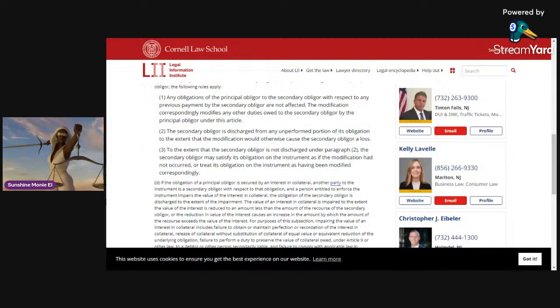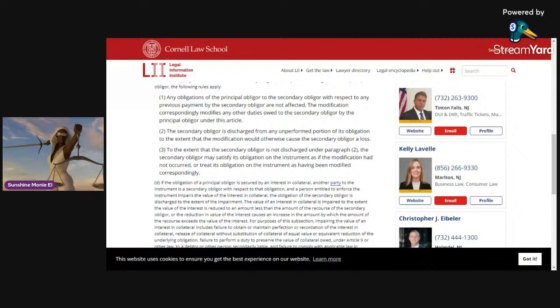The value of an interest in collateral is impaired to the extent that the value of the interest is reduced to an amount less than the amount of recourse of the secondary obliger, or the reduction in value of the interest causes an increase in the amount by which the recourse exceeds the value of the interest.